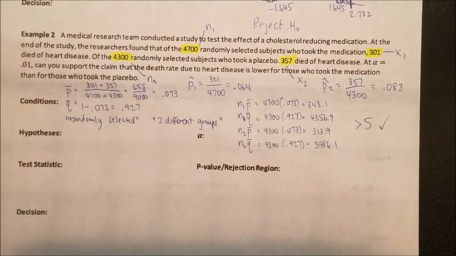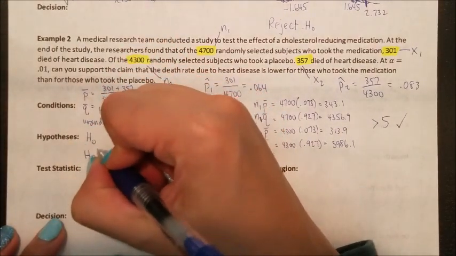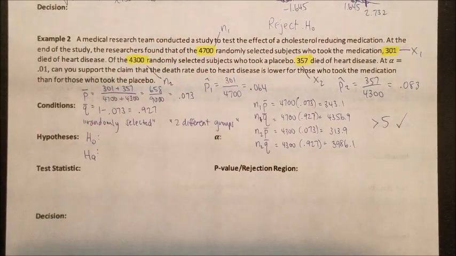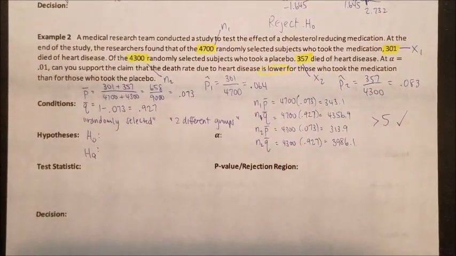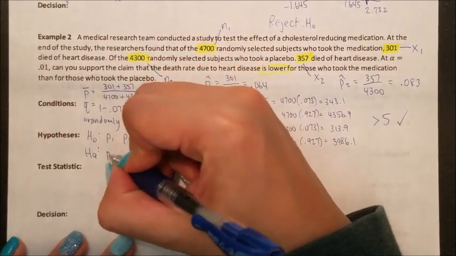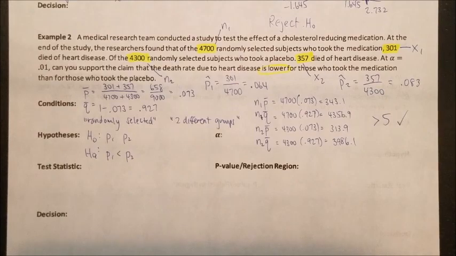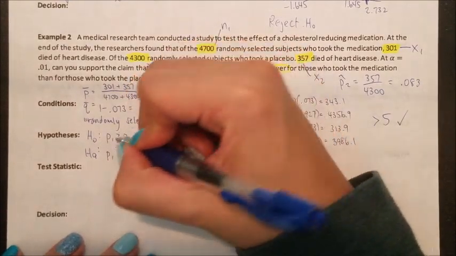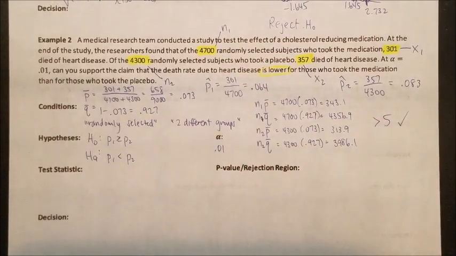We did it. Okay, so looking at our hypotheses, H0 and HA. The claim in this problem is that the death rate is supposed to be lower for those who took the medication than for those who took the placebo. So if it's lower, that's a less than sign. So less than usually goes into HA. So if HA is less than, then H0 has to be greater than or equal to. And then they told us alpha was 0.01 in this problem.